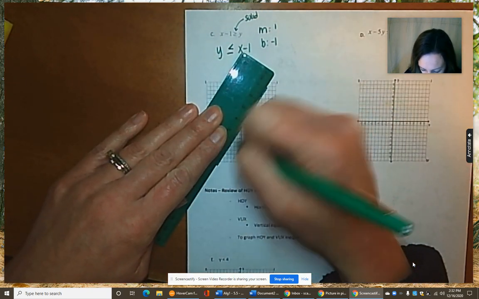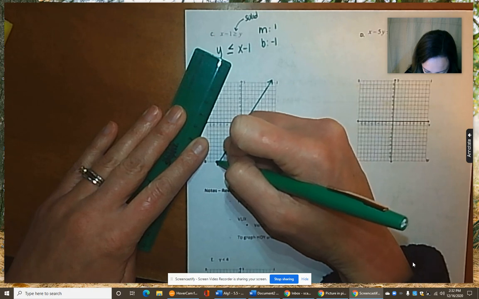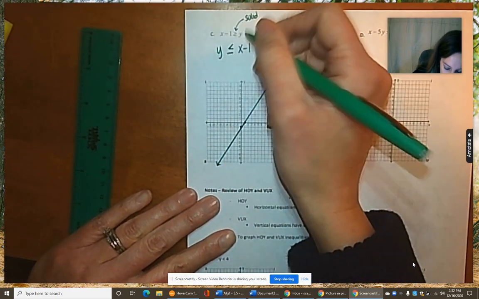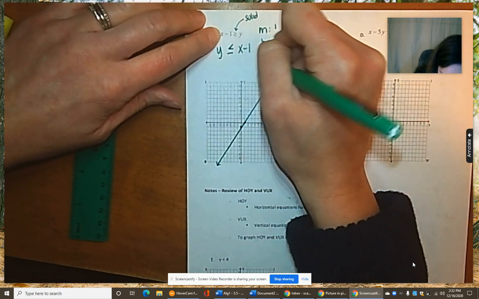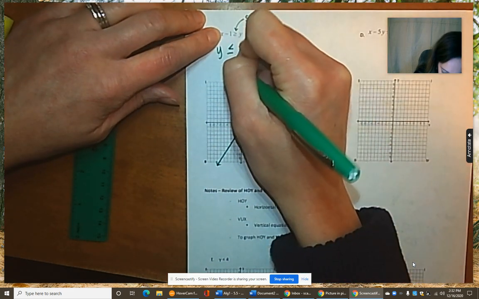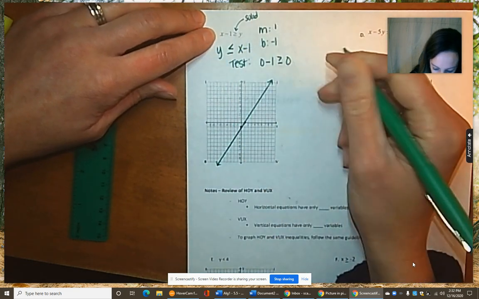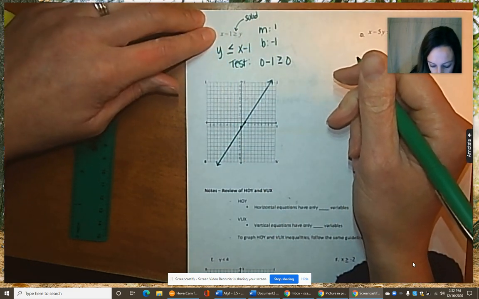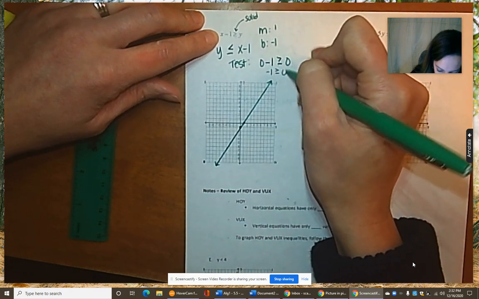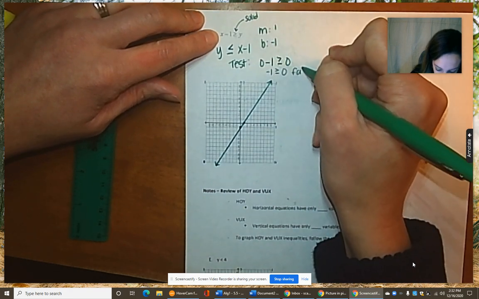I'll make my solid boundary line. Next step is to put 0, 0 in. If I put 0, 0 in, I get 0 minus 1 is greater than or equal to 0. So when we test 0, 0, you're just putting a 0 in for x and a 0 in for y and seeing if it makes it a true statement. So this is -1 is greater than or equal to 0, which is false.